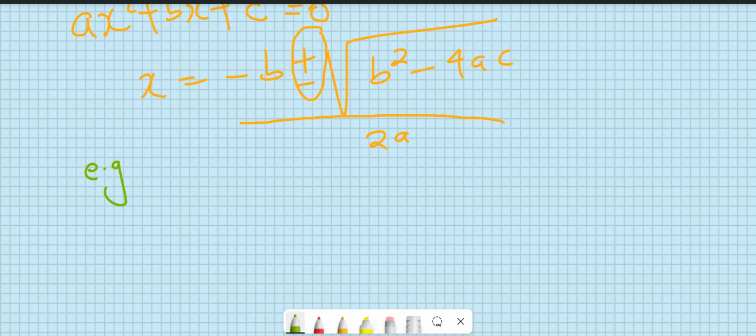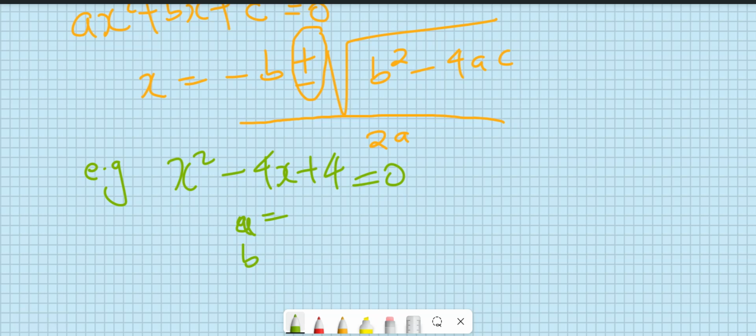So for example, solve x squared minus 4x plus 4 equals 0. You're supposed to solve for x. This is simple. The first step is normally to identify what is our a, what is our b.